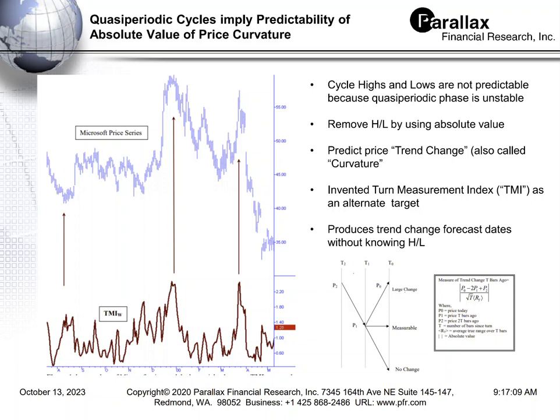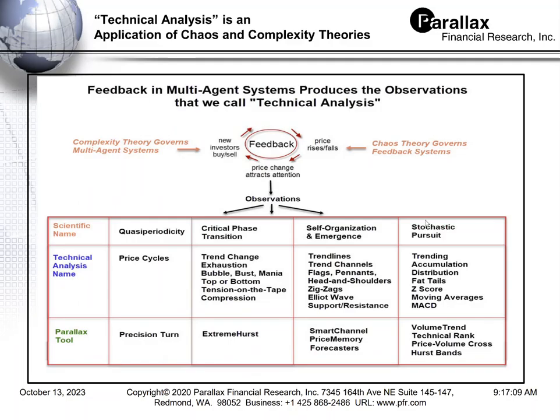And I believe that is, let's see. And yeah, so to wrap things up, we've looked at all the manifestations now of complexity theory as evidenced by market prices. So quasi-periodicity accounts for price cycles. Critical phase transition, where the market organizes itself to critical points. We have Extreme Hurst for that. Precision Turn for the cycles.